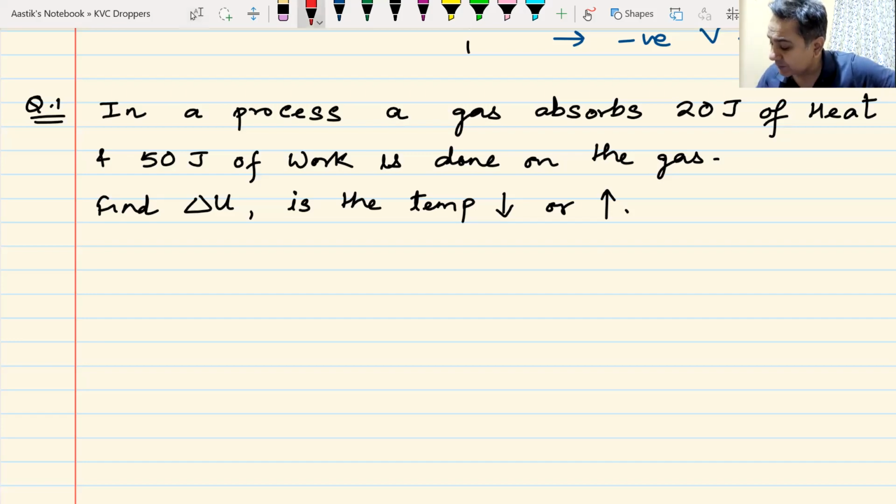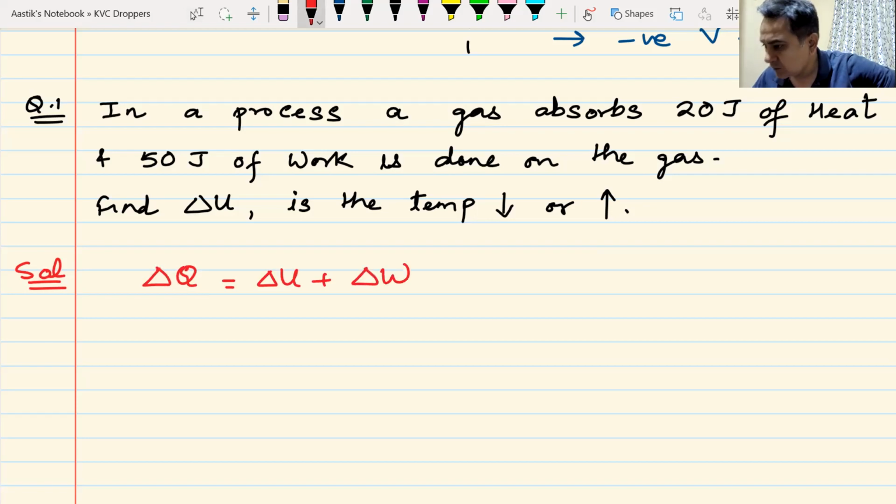The solution is very simple. Let me do it for you. Since you can't speak and I can't see your fingers because it is brighter outside and darker inside, how do you get to this? You just need to apply the first law of thermodynamics. Delta Q is equal to delta U plus delta W. I hope all of you can see this.